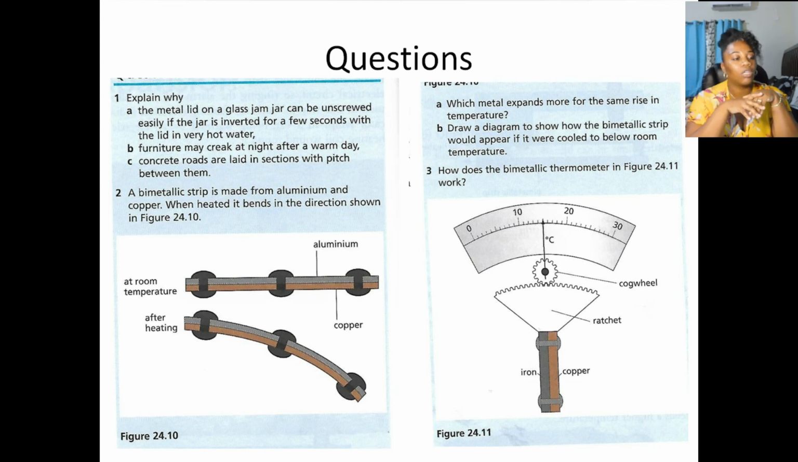Now, concrete roads are laid in sections with pitch between them. That's to decrease the cracking that may happen in the concrete, to decrease the spread of cracks. So you want to contain the cracks. If you had to remove or fill a concrete slab, you'd be able to fill just that one. It saves on the aesthetics of the road, and it also saves money, because a crack is like split ends. You want to stop the split end before it reaches the, it's like a ream.